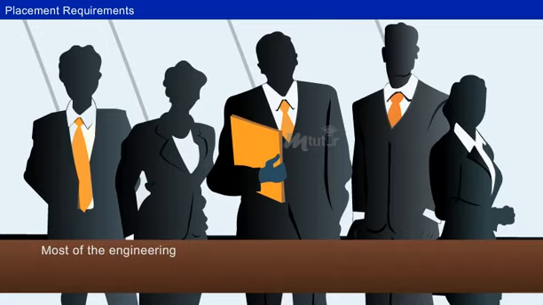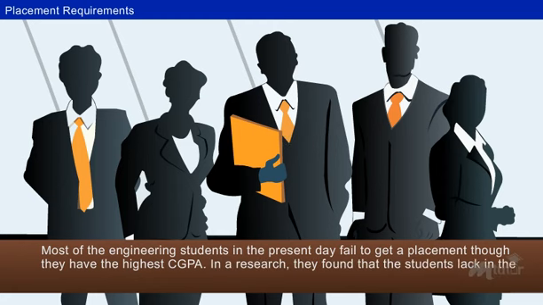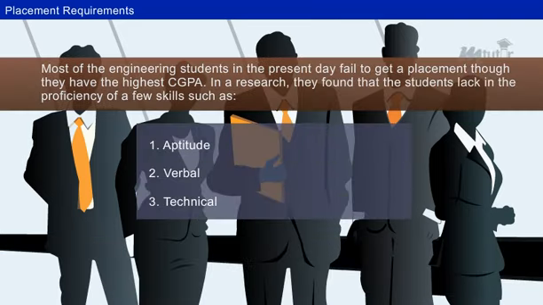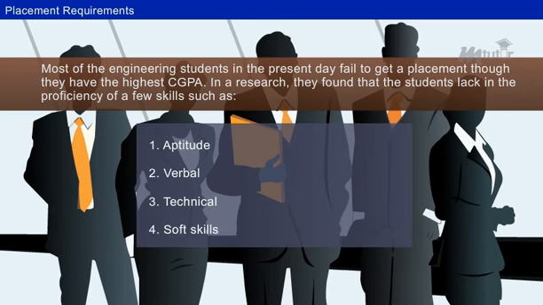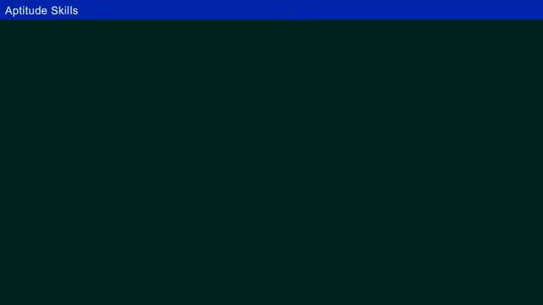Most of the engineering students in the present day fail to get a placement, though they have the highest CGPA. In a research, they found that the students lack proficiency in a few skills such as aptitude, verbal, technical, soft skills, and communication through the English language. Aptitude means the natural ability to do something.